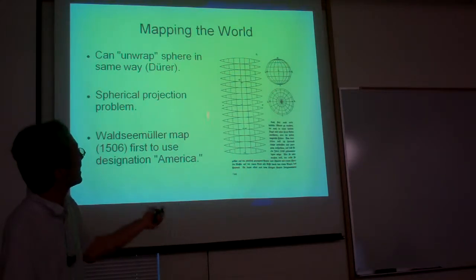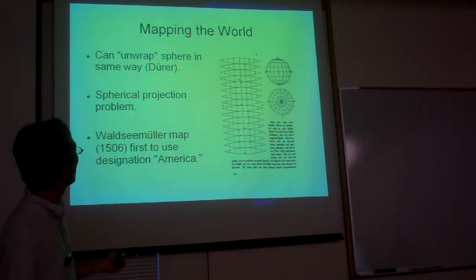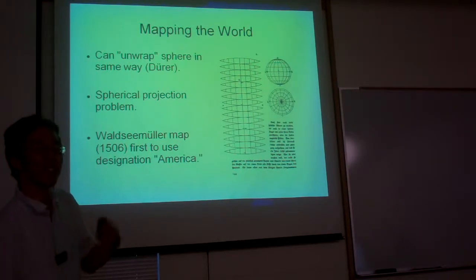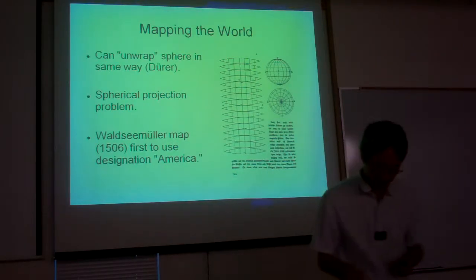And this particular decomposition of a sphere as a flat map shows up in the Waldseemüller map. Predates Dürer's use by about 20 years. Historical significance of that one is this is the first map to use the designation America for the New World.